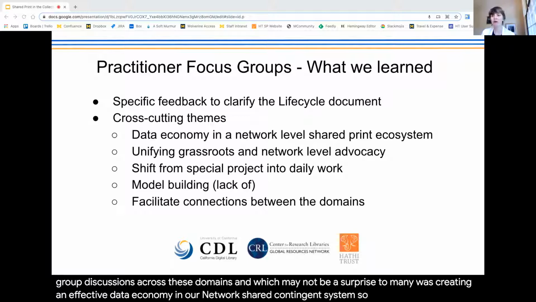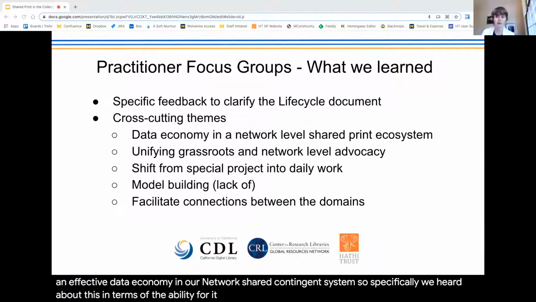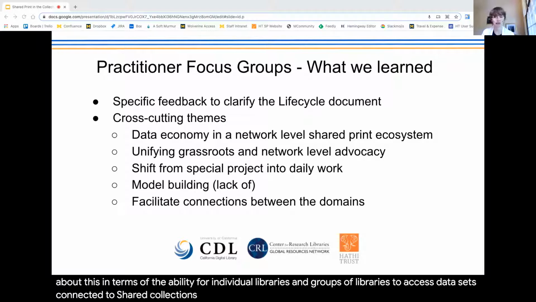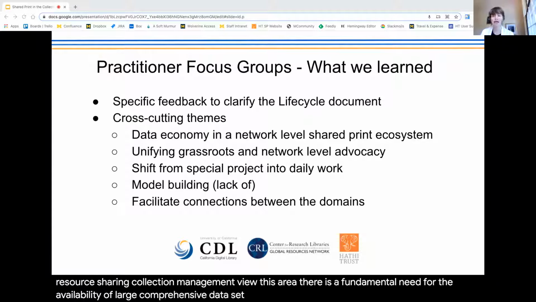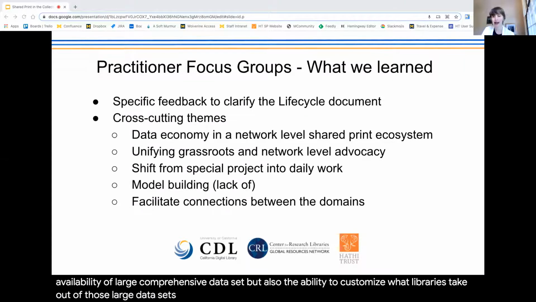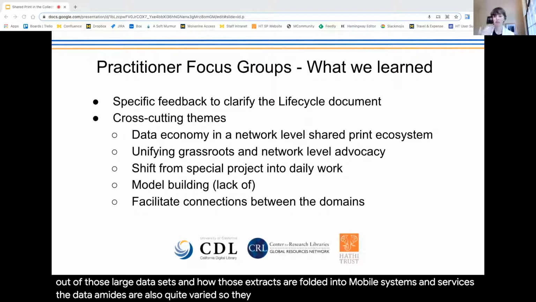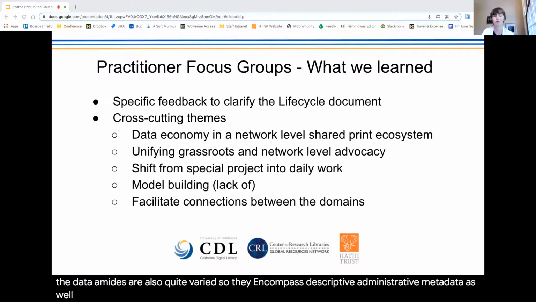So specifically, we heard about this in terms of the ability for individual libraries and groups of libraries to access data sets connected to shared collections and integrate them into various library services, be it discovery, resource sharing, collection management, any of those areas. There is a fundamental need for the availability of large, comprehensive data sets, but also the ability to customize what libraries take out of those large data sets and how those extracts are folded into local systems and services. The data needs are also quite varied. So they encompass descriptive and administrative metadata, as well as both quantitative and qualitative metrics needs.